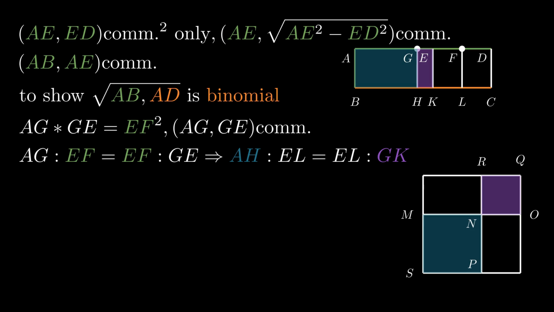AH is equal to SN and GK equals NQ, and lemma 54 says MR is a mean proportion between SN and NQ, so MR is equal to EL, which will also equal PO.